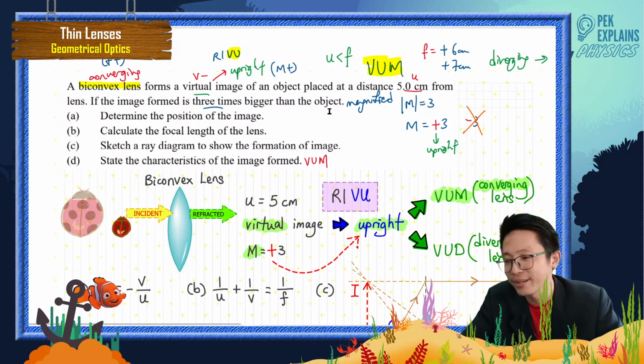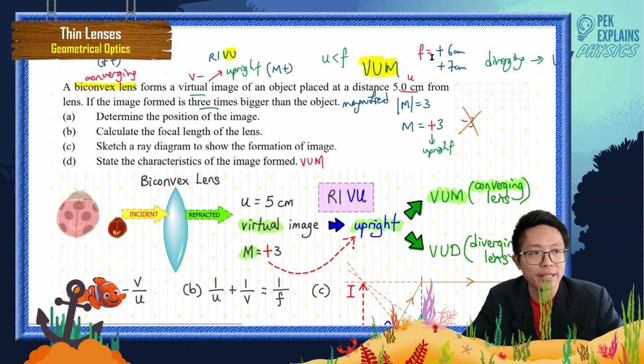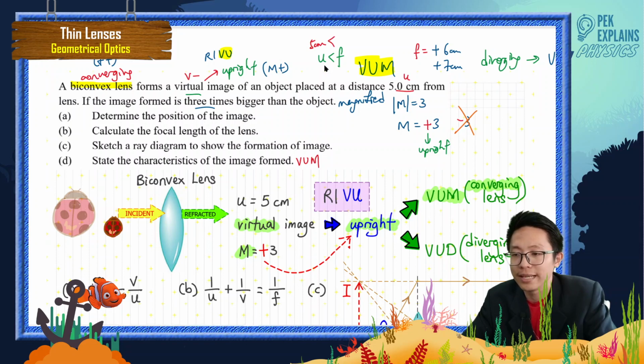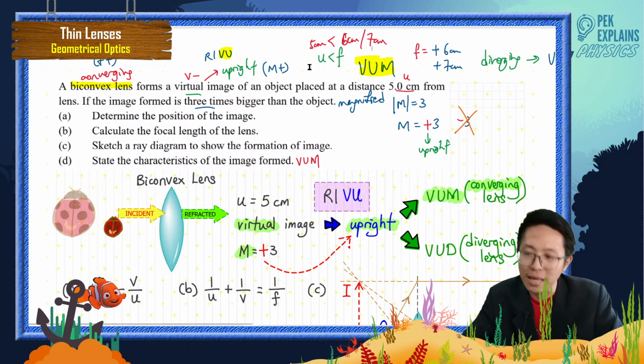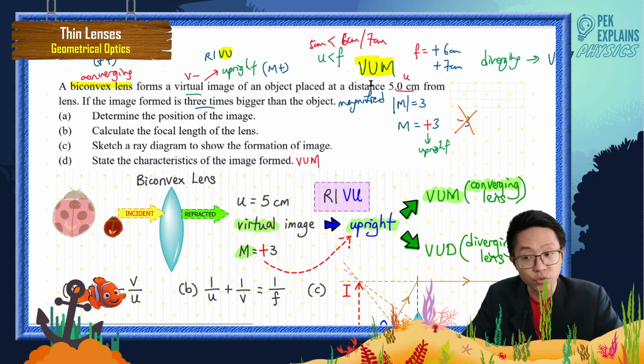First thing I know. See, let's look at the answer first. Okay, never mind. I can already guess the focal length must be bigger than 5 cm, because u is 5 cm. So that means it must be less than the focal length. Focal length can be 6 cm or 7 cm, as long as bigger than 5 cm. So let's see if our guess is correct or wrong. Is it Voom or not? Is it upright? You didn't mention upright, but I know it's upright because I know virtual must always be upright.